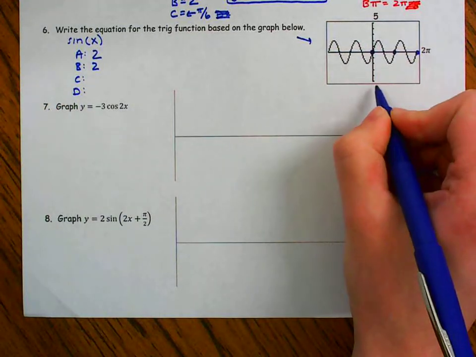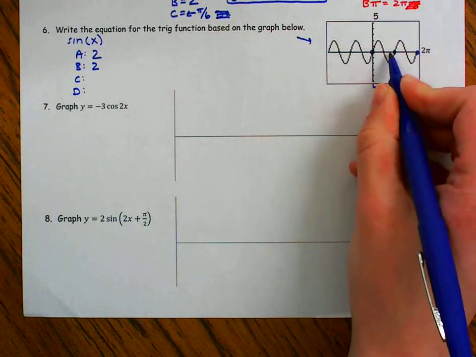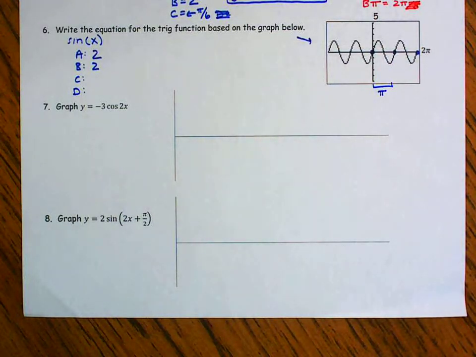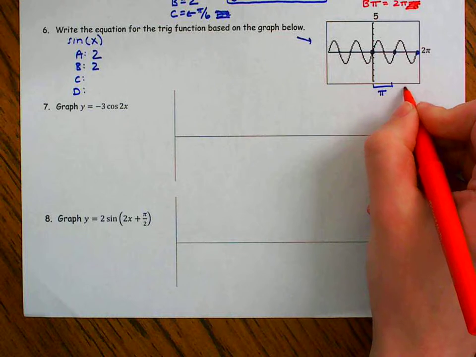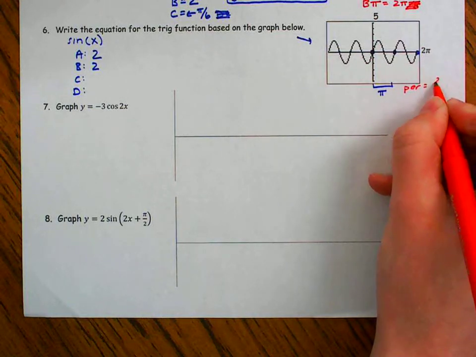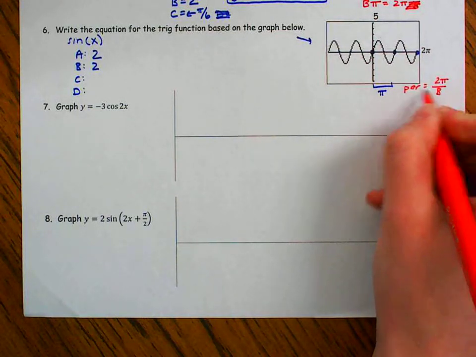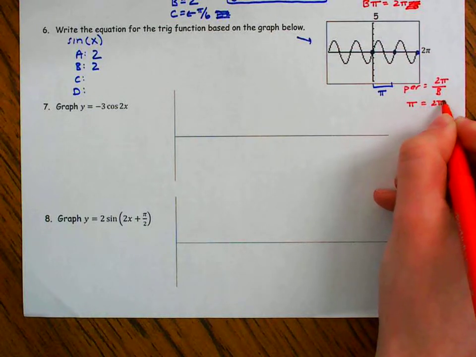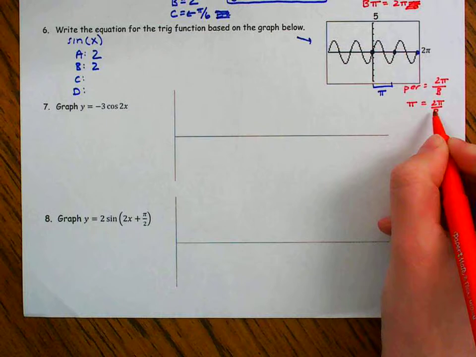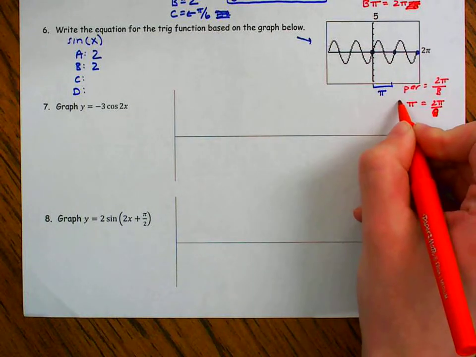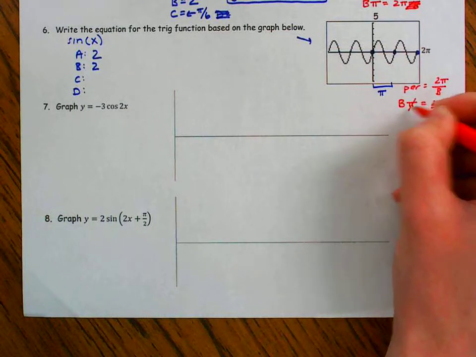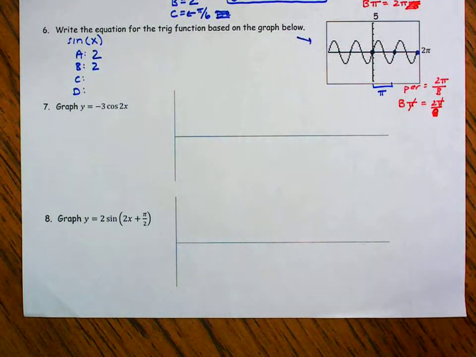Another way to think about that is the length of 1 cycle. Since this is 2 pi, this is just pi. So remember, if I want to do the period, I know that the period is 2 pi over B. We know that the period here is pi. So if I'm going to solve this, I'm going to multiply both sides by pi. In this case, if I have b pi equals 2 pi, I could cross off the pi's, then I know that b has to be 2.